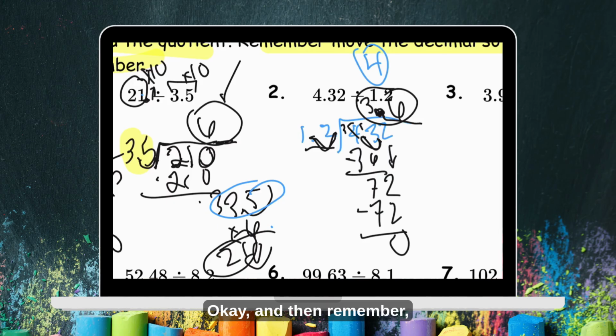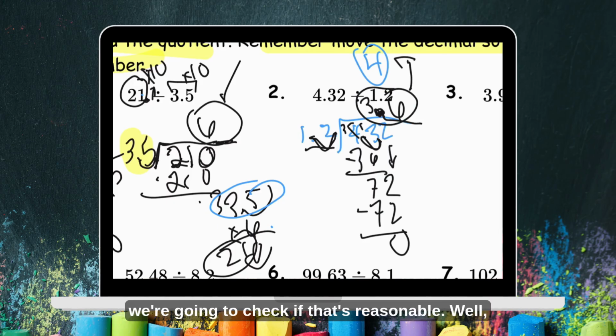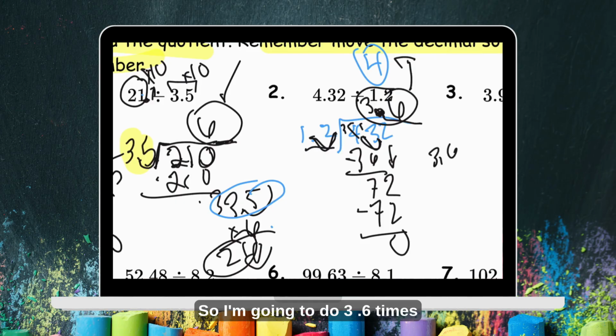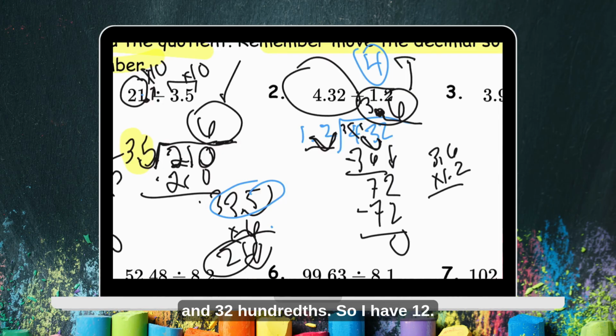Okay, and then remember we're going to check if that's reasonable. Well, if I rounded that up, 3 6/10 would be 4. So that does seem pretty reasonable to me. And we can also go back and check your answer. So I'm going to do 3.6 times 1.2 and see if I get 4 32/100.